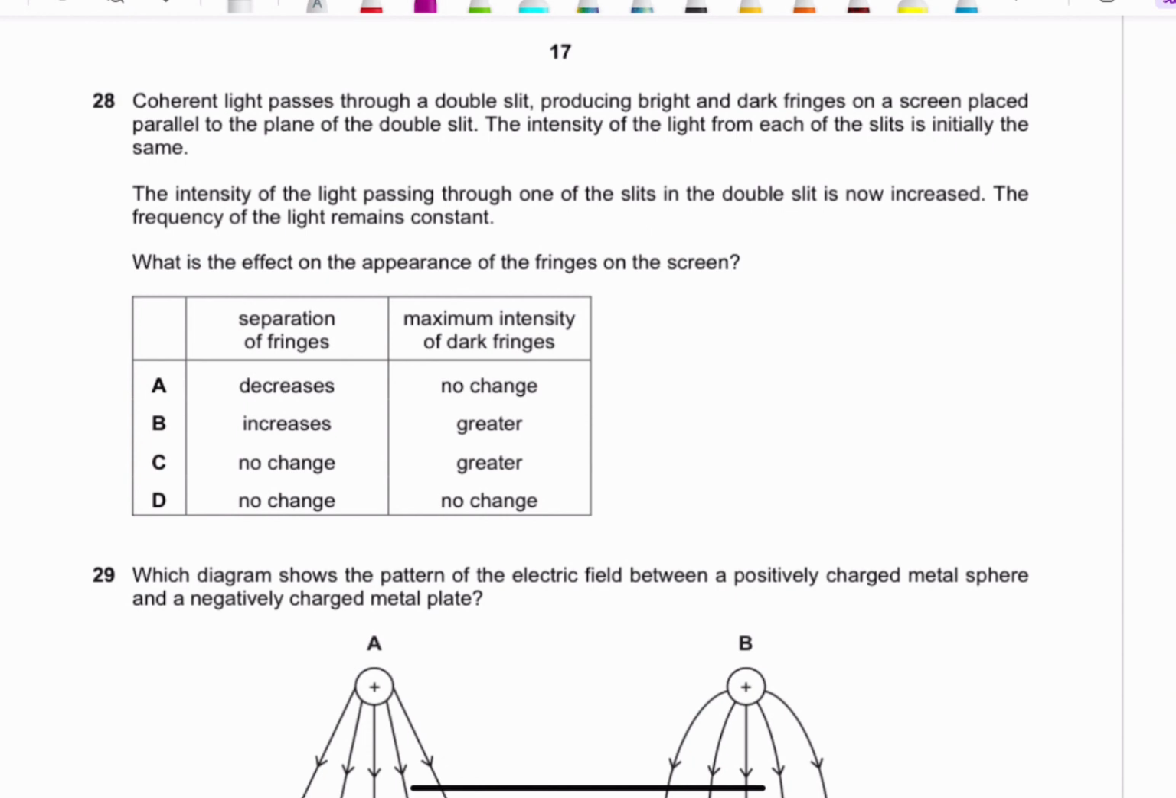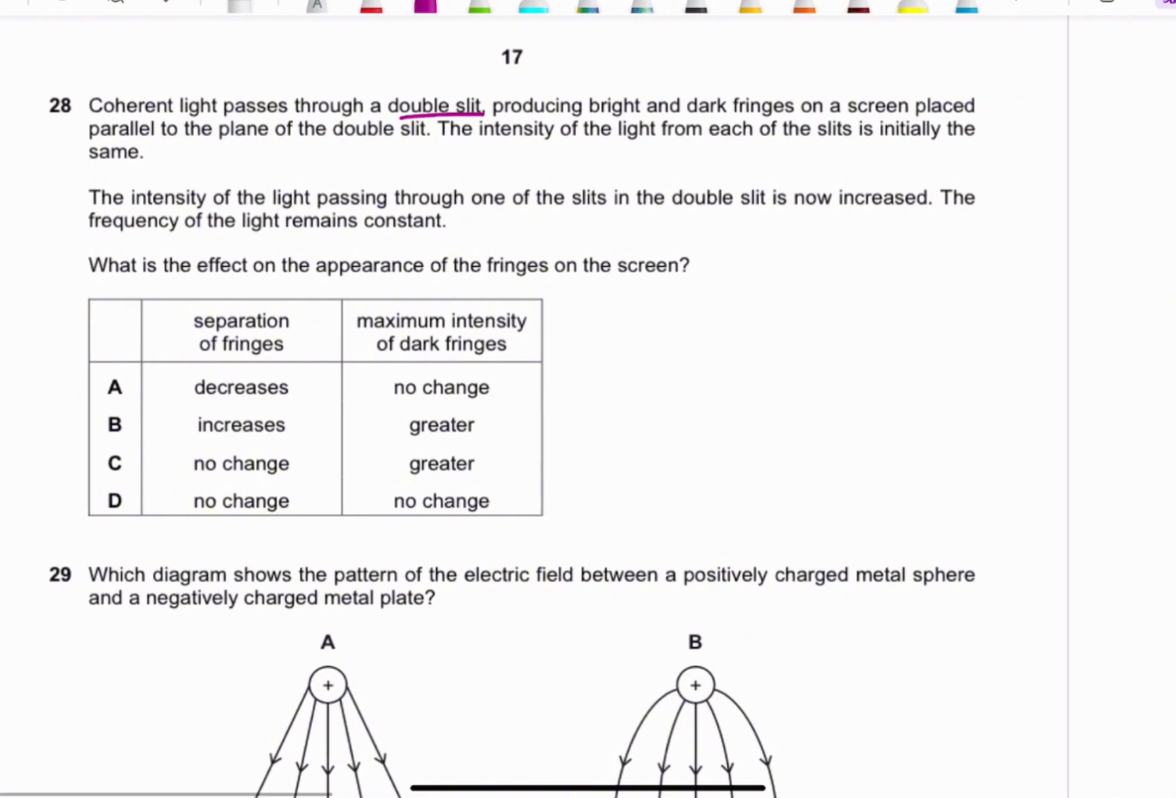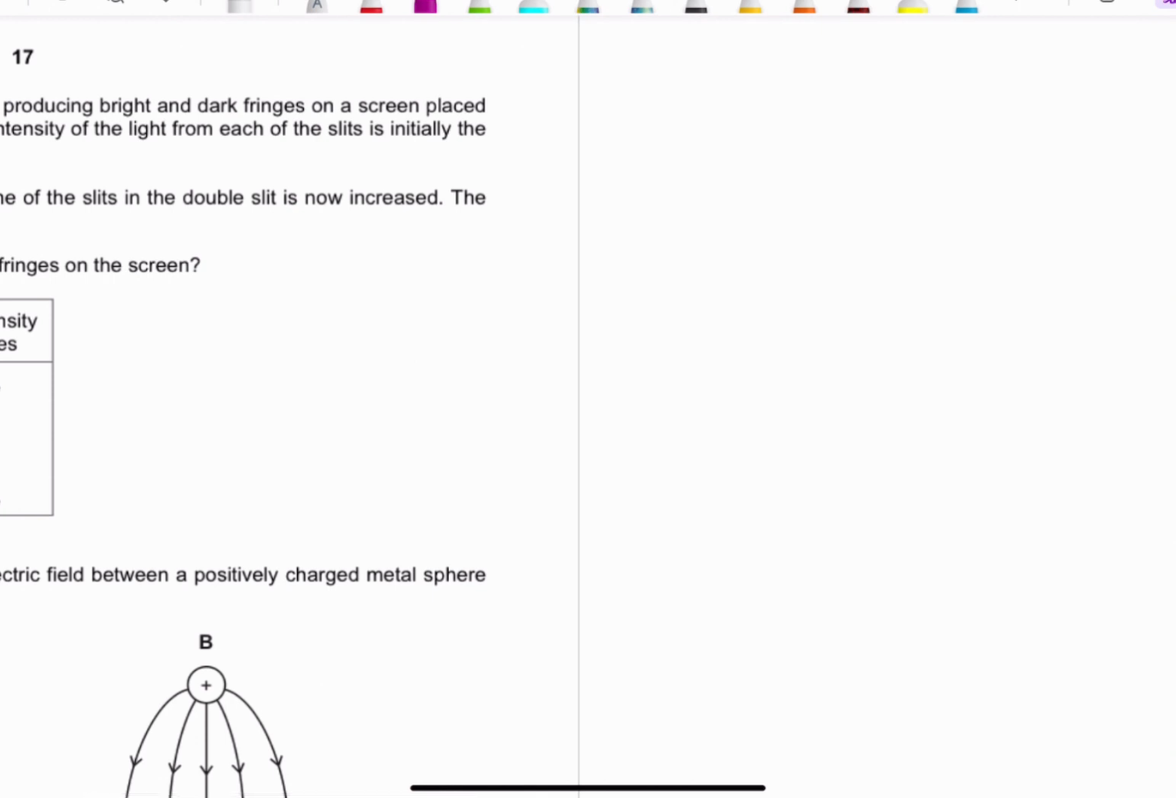Coherent light passes through a double slit, producing bright and dark fringes on a screen placed parallel to the plane of the double slit. The intensity of the light from each slit is initially the same. So the intensity is basically the same. So let's draw this, right? So we have this particular scenario.